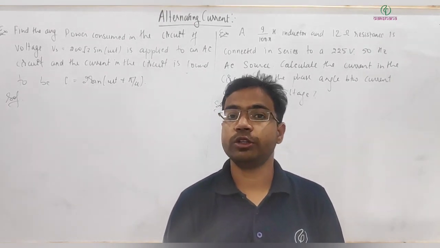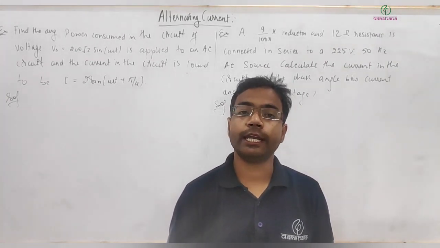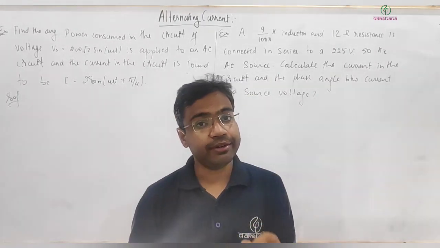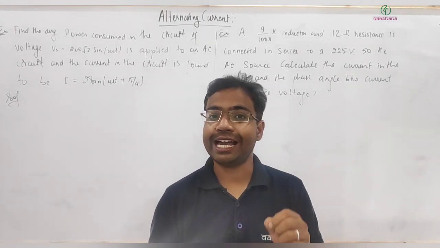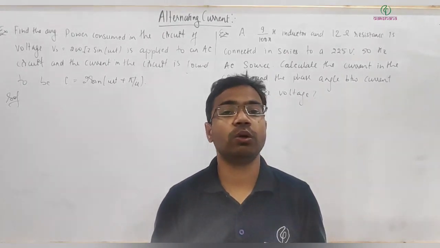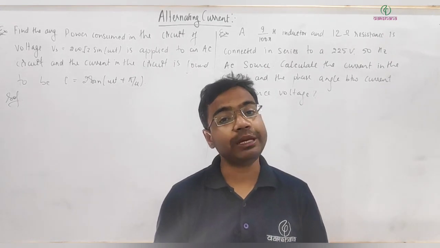We also talked about the power in an AC circuit. We calculated the average power. Remember, the average power consumed in an ideal inductor and capacitor is equal to 0. It means there is no power consumed. The only power consumed will be in the resistor.